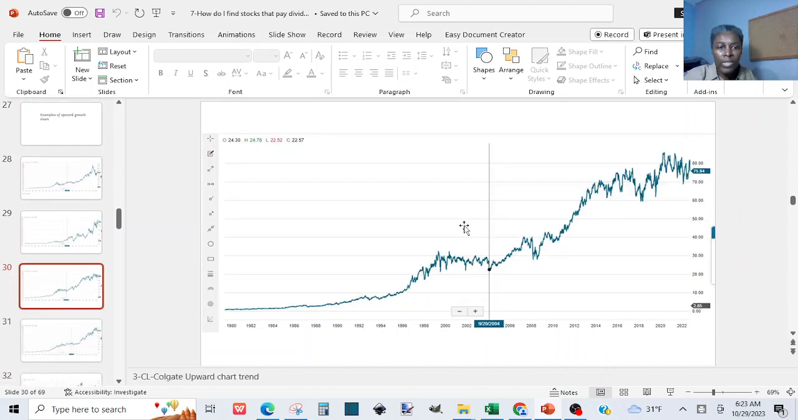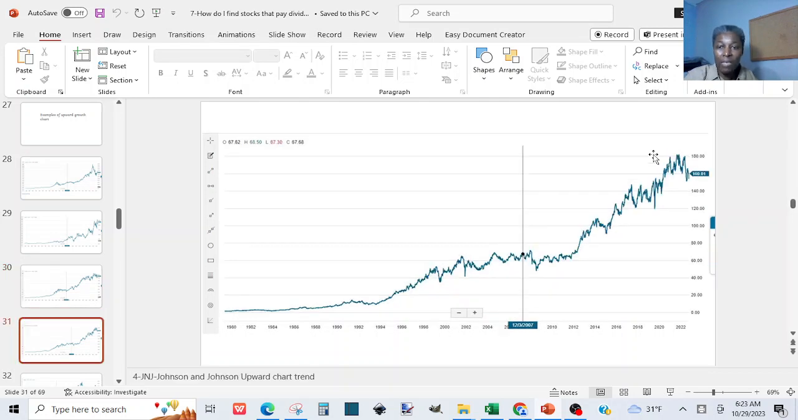So this one is Colgate, and Colgate, you can see it is upward, and I like the Colgate chart because the growth and the dip are very small, so you can see the upward growth to it. And yes, we do have some dips that are obvious, but the zigzag is small. That's the point. When the zigzag is small and I can see the growth clearly, I like to say it's an upward chart.